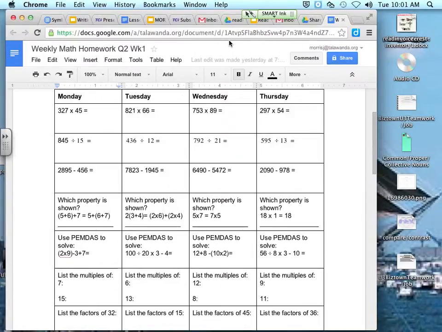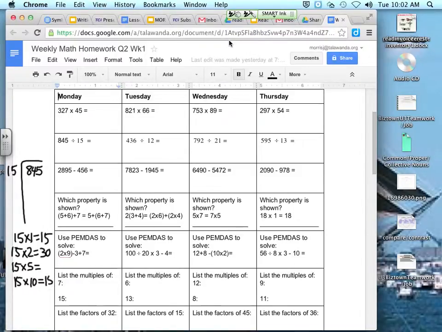Problem. We have 845 divided by 15. We need to write our multiples of 15, so we have 15 times 1 is 15. 15 times 2 is 30. 15 times 5, I don't know, so I'm going to skip it. Let's do 15 times 10 is 150.